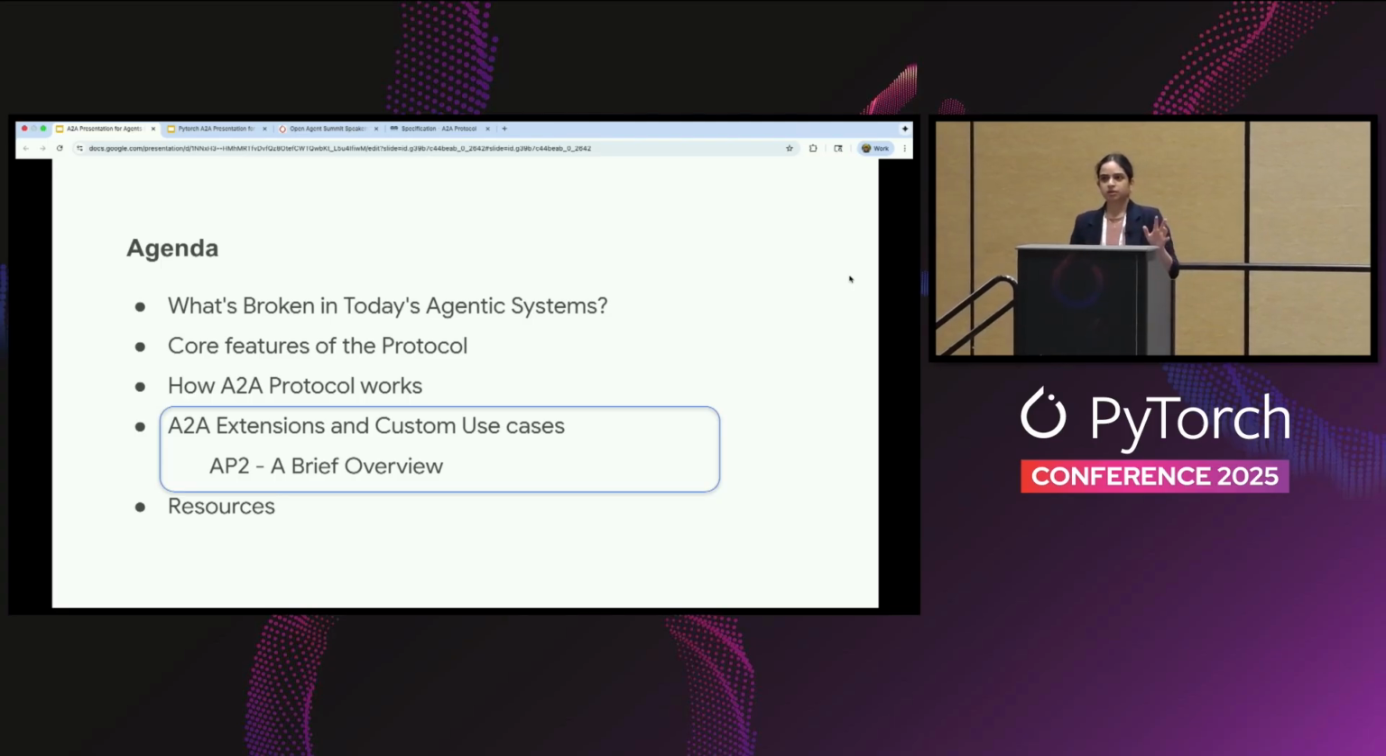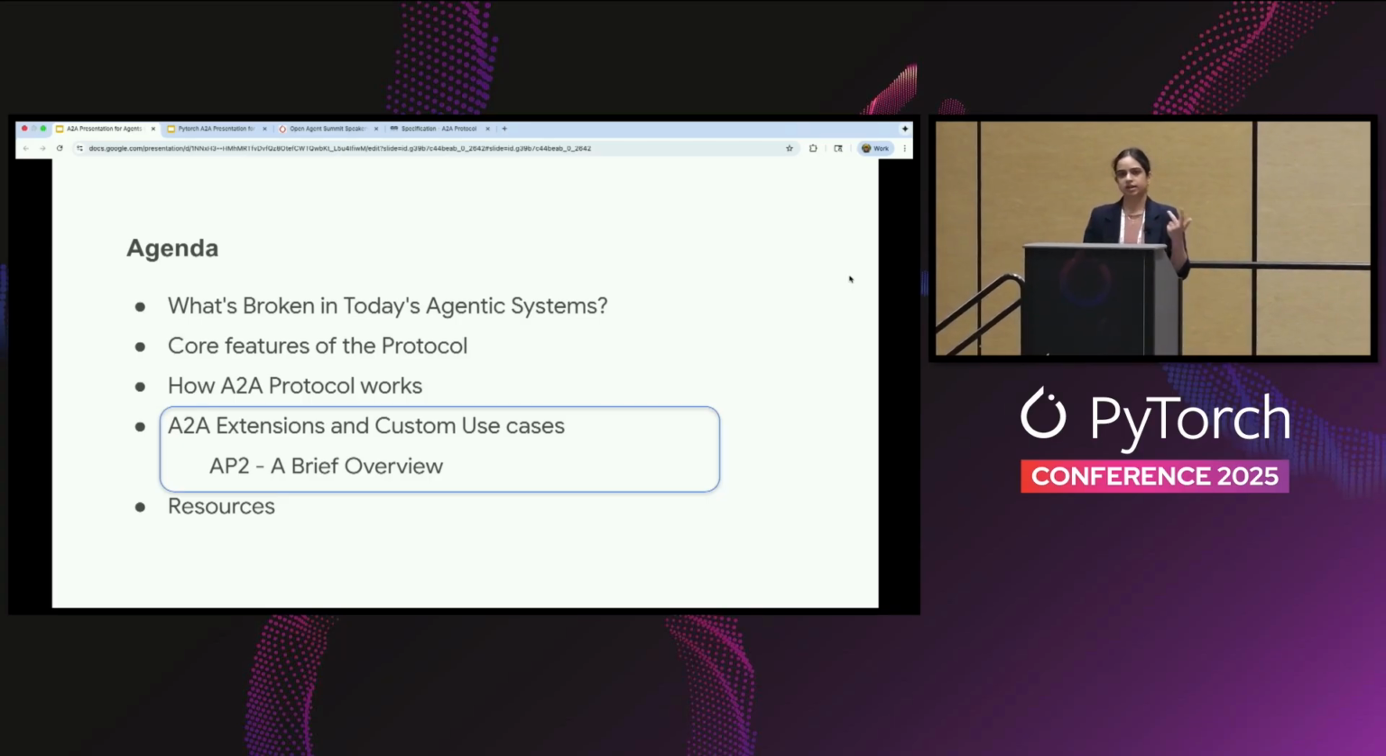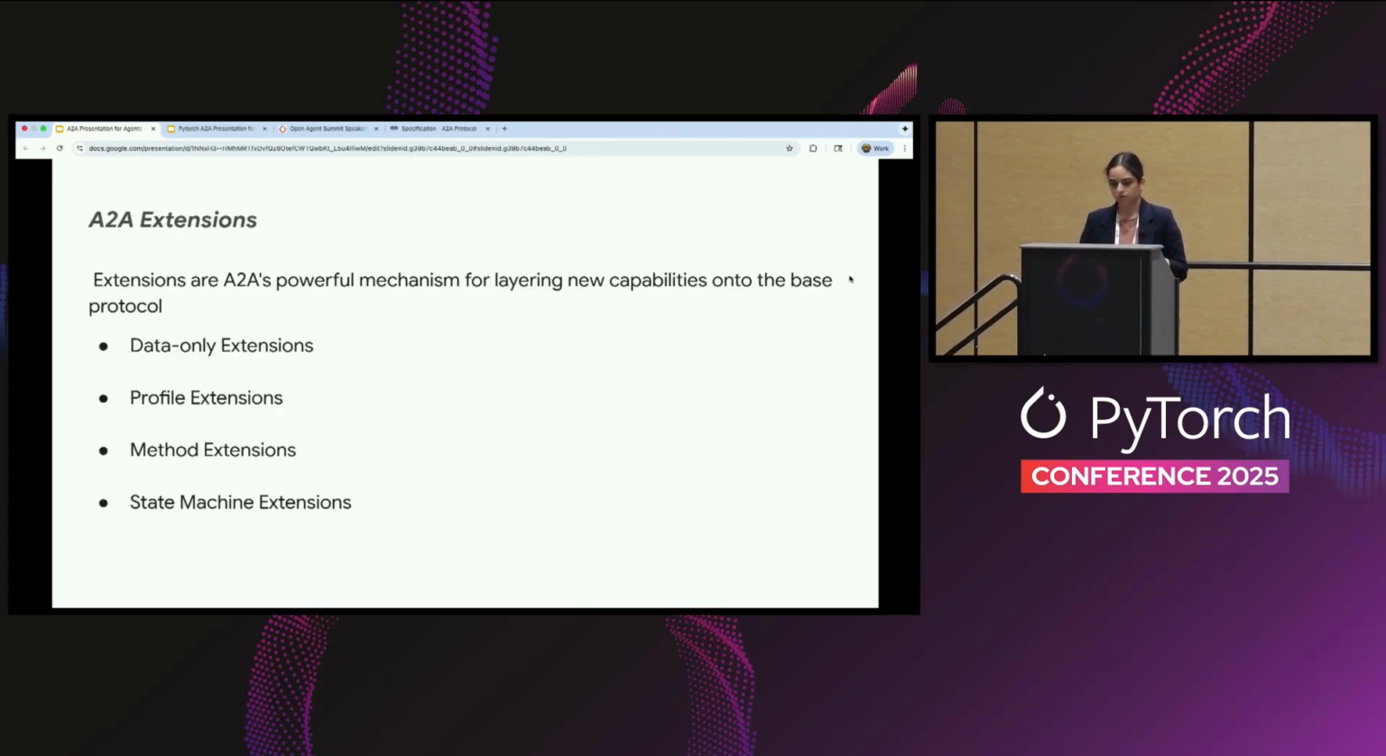So to summarize, if you want your agent to speak A2A, you need to write two things. One is the agent card. The second is the agent executor class. Now let's talk about A2A extensions and custom use cases. Extensions are a great way to layer on top of the core protocol and then build for custom use cases. There are a few types of extensions.